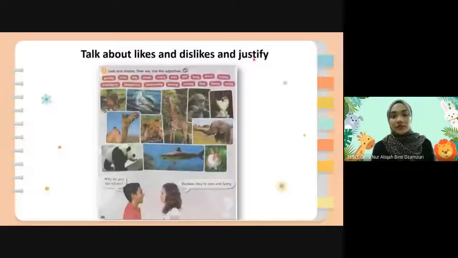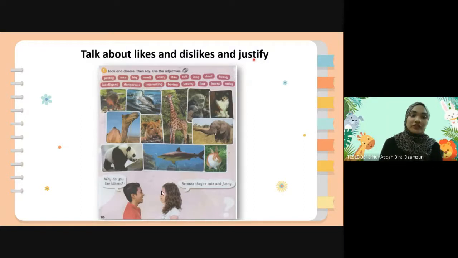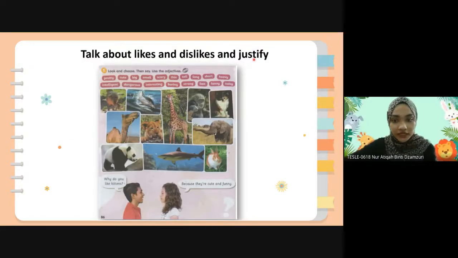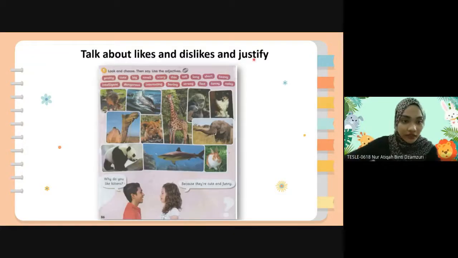Okay, now we will play a game. Now, take out your textbook, page 86, and look at the above. The conversation between a boy and a girl. For this activity, I will ask you a question, such as, look at the boy. Why do you like kitten? And then after that, I will choose one pupil to answer my question by giving reasons using the adjectives that you have learned earlier. Adjective in the red box.